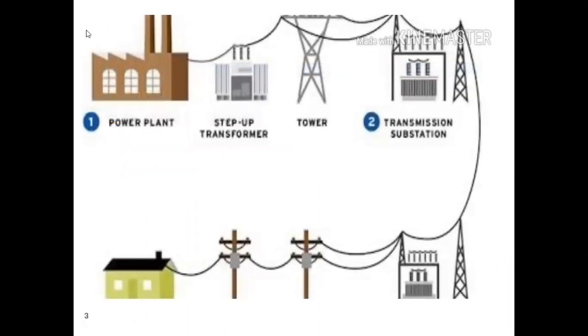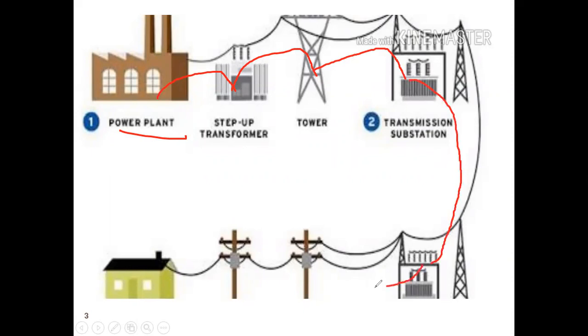Now you see in the diagram, the power plant produces the electrical supply at 11 kV. Then after that, a step up transformer is used. Then transmission towers are used for transmission of the electrical supply. Then a transmission substation is used. Again, a substation is used. Then after that, distribution of the electrical supply from three phase to single phase, and the single phase supply is transmitted to our homes. This is the power distribution system from the power plant to the residential load.